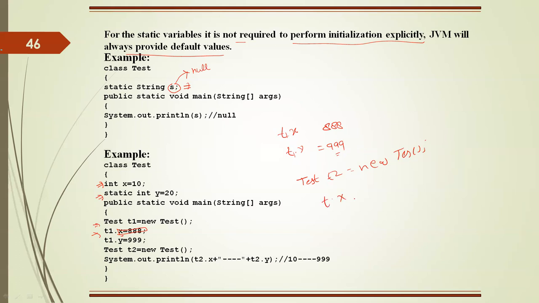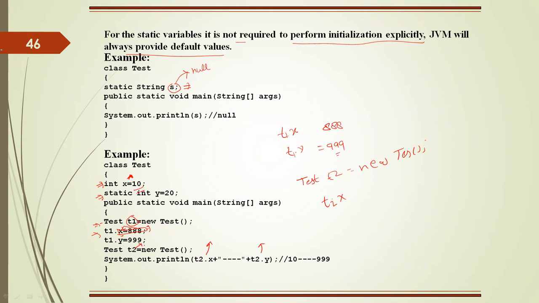Then print t2.x and t2.y. What is that value? Here you can see t1 is the object, x is 10. This is the instance variable. One copy is there, so that's why it will initialize to it. Only 10 is there. If you print t2.x, no?